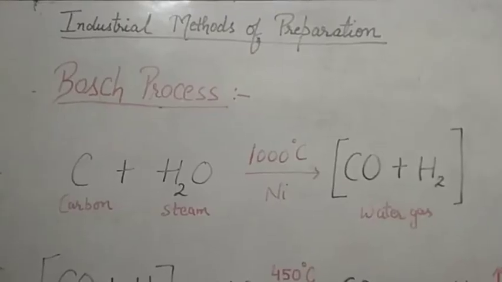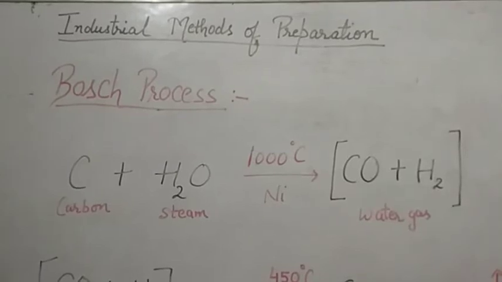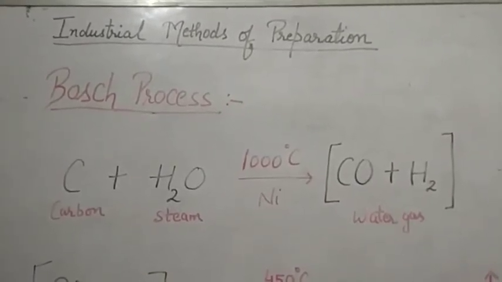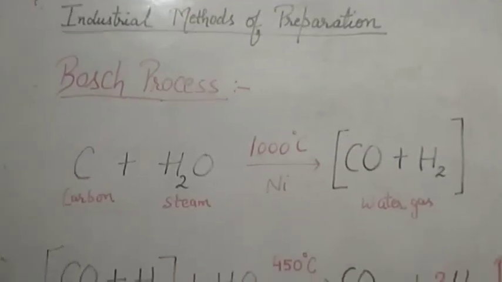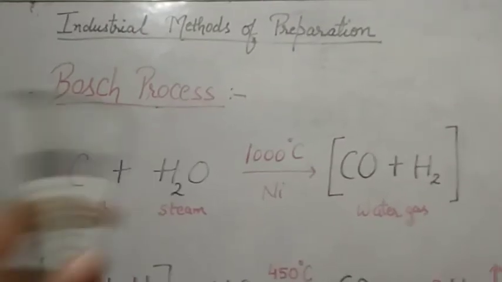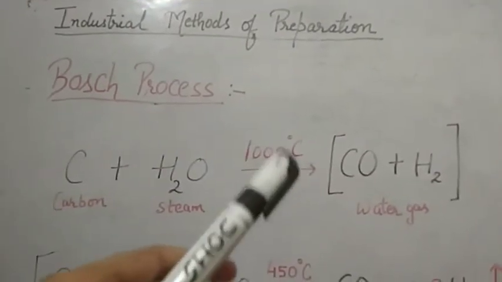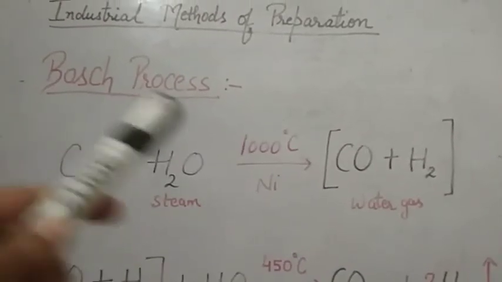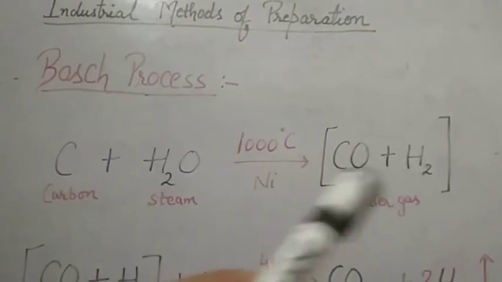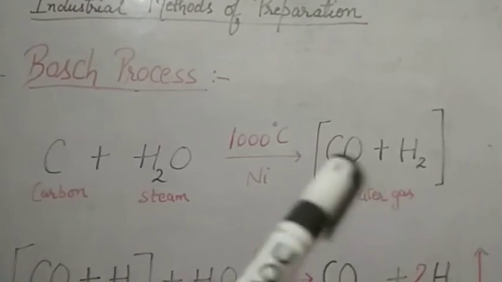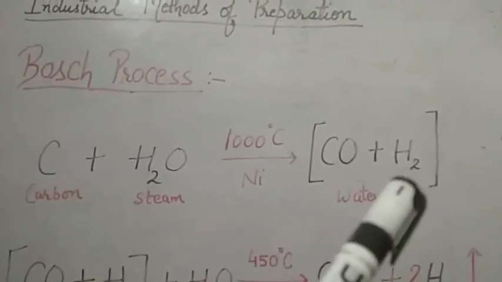Now next is the Bosch process. This is one of the industrial methods for the preparation of hydrogen gas. Here, red hot carbon is treated with steam. Okay, you can see at 1000 degrees Celsius in the presence of a catalyst, that is nickel. Then after treating red hot carbon with steam, it results in the formation of a mixture of two gases, that is carbon monoxide and hydrogen gas.